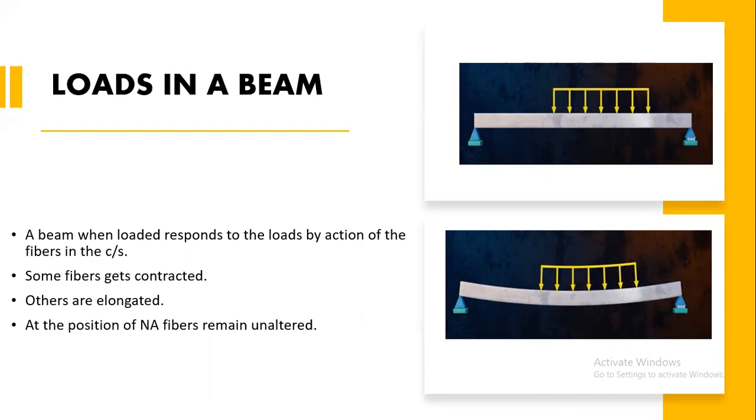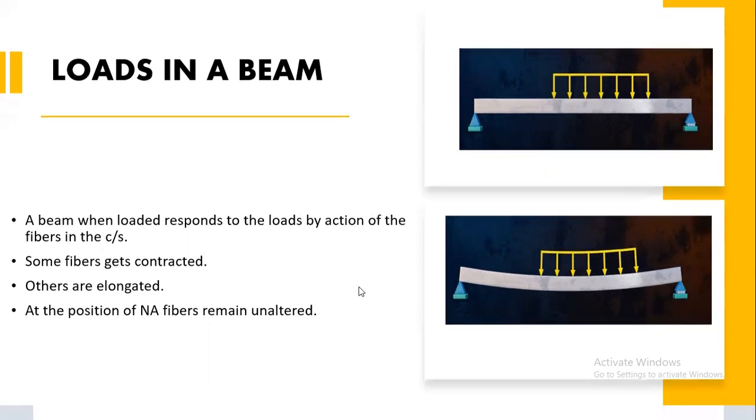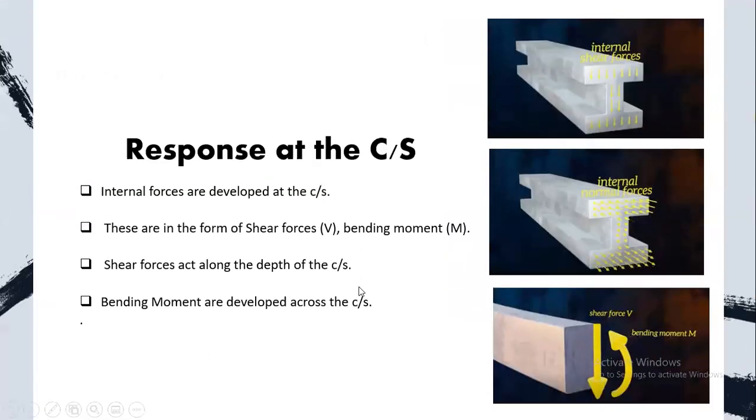I am not going to describe this in detail, I just touch on these concepts. And what happens at the cross section basically when this transverse load is acting? To respond to this transverse load, internal forces are developed in the cross sections. These internal forces, as you can see in the pictures on the slide, are in the form of shear forces and bending moment. Now, what is the shear force?